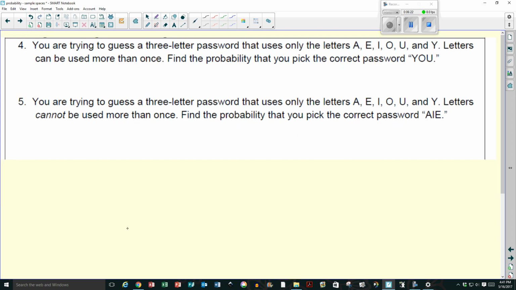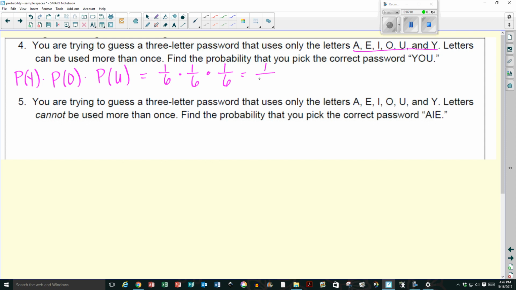All right, now you're trying to guess a 3-letter password. You only get 6 letters to choose from, and they can be used more than once. So basically that's like saying replacements. Find the probability that you pick the correct password of Y, O, U. So I need the probability of Y, O, and U. So there is 1 Y out of 6 letters. There is 1 O, and there is 1 U.